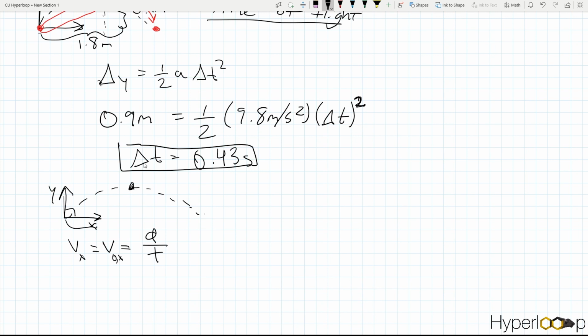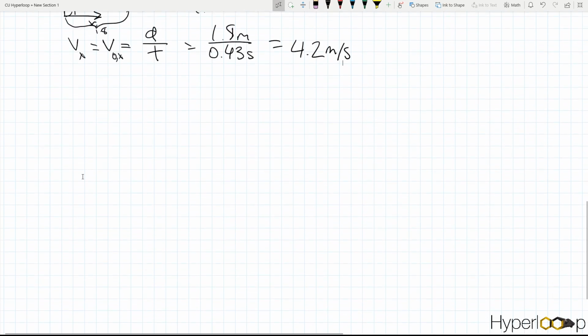So in this case, it is 1.8 meters traveled over 0.43 seconds. So 1.8 meters divided by our 0.43 seconds, and that is equal to 4.2 meters per second. Awesome. So our Vx naught, initial, is 4.2 meters per second.